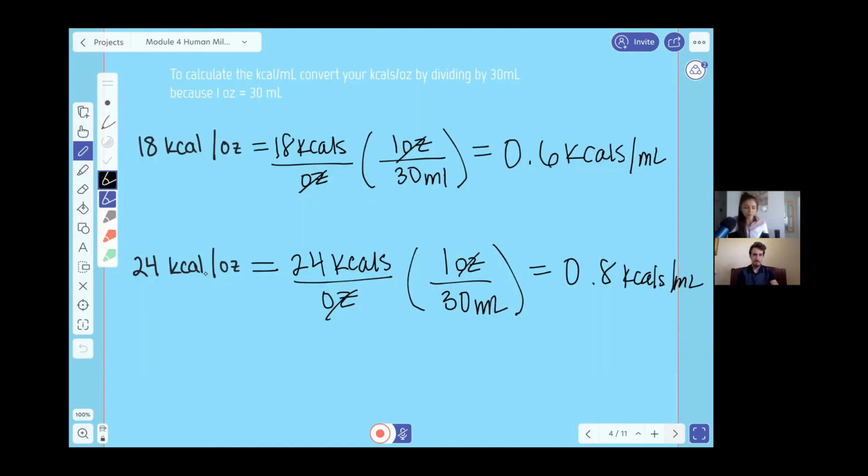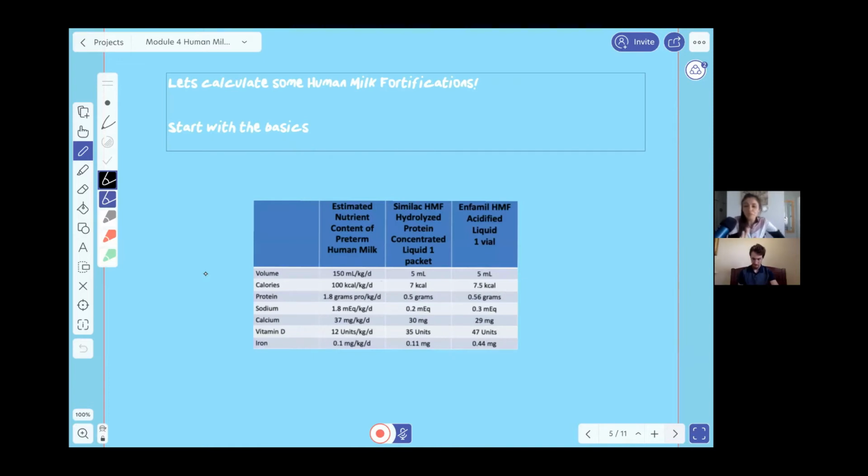Okay, let's move on. So now we're going to calculate some human milk fortification. So this is the table that Dr. Abel has provided us in our assignment. And just so you realize, the nutrient content of preterm human milk sounds kind of confusing, but it's synonymous with expressed breast milk, with just breast milk. I know when I read it first, I was like, preterm breast milk, it's just breast milk. And now we're comparing it to the actual fortification.